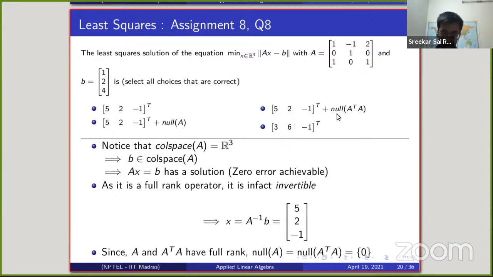Now the question also has a few options about null A and null A transpose A. Because A and A transpose A have full rank, the null spaces of both of those are basically equal to 0, which means translates of null are basically the same as the vectors themselves, which means all three of these options are correct.